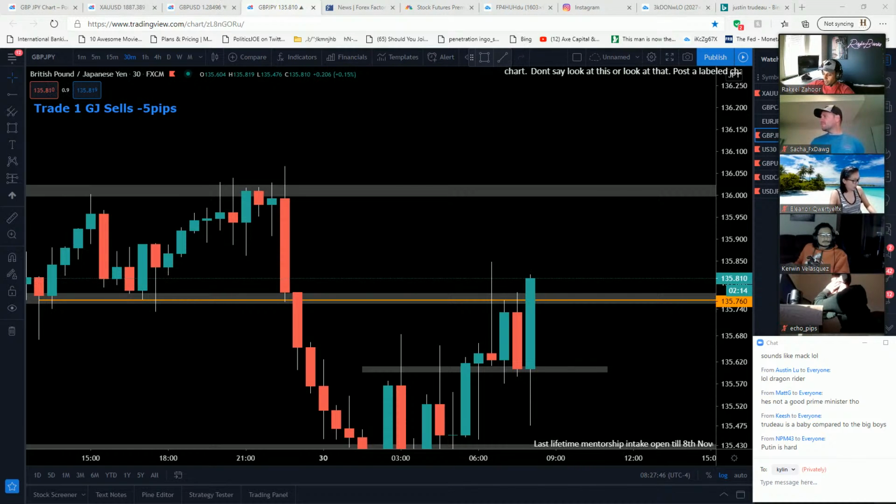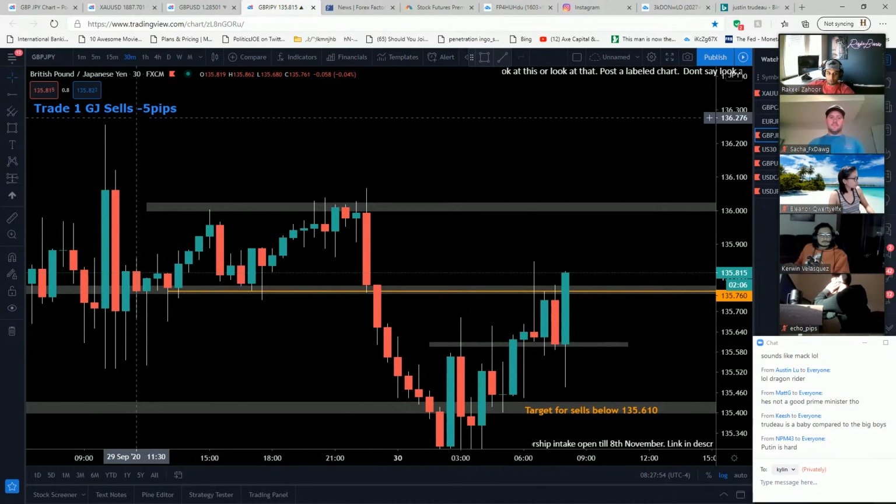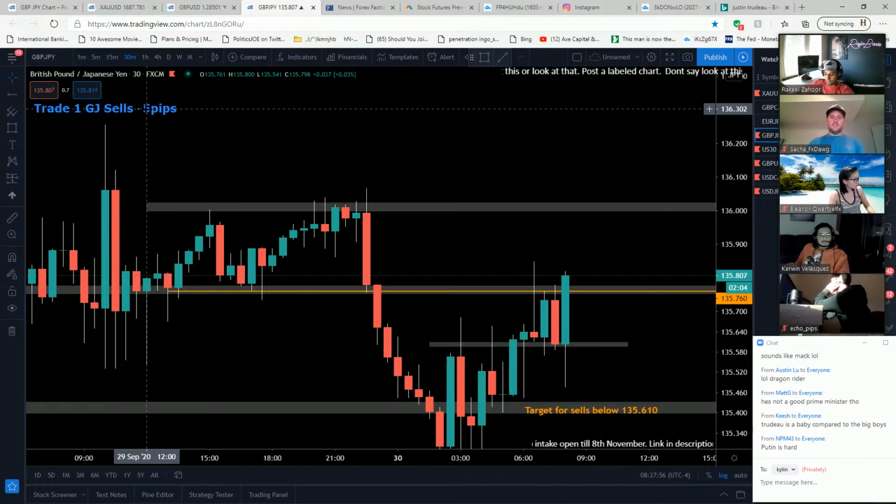Are you looking into buys over resistance at 135.800? Probably not. I'm not looking at any more trades. I took one trade. It was a loss. Lost like $100 and that's about it.